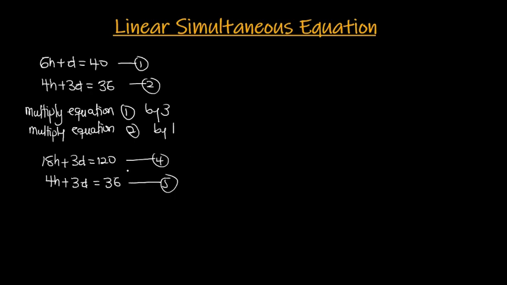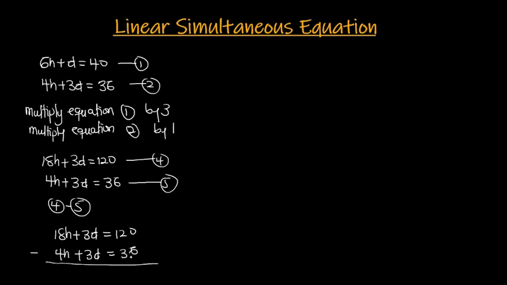What you do is you subtract this equation. So you can say equation 4 minus equation 5. Okay, so that is what you do over here. So you are going to have 18h plus 3d is equal to 120 minus 4h plus 3d is equal to 36. So what do we get over here?